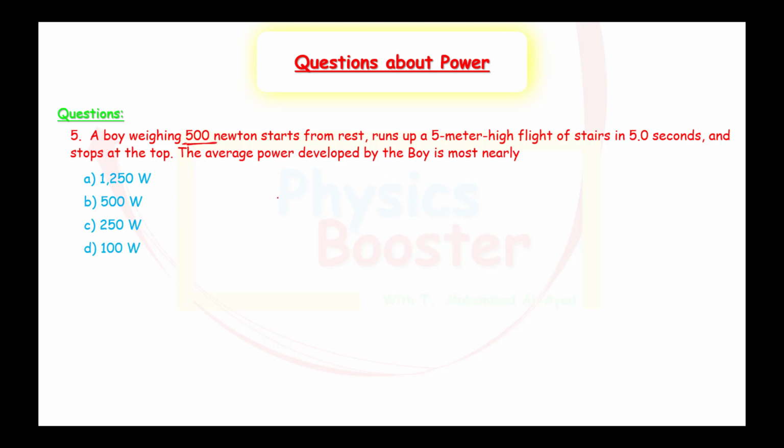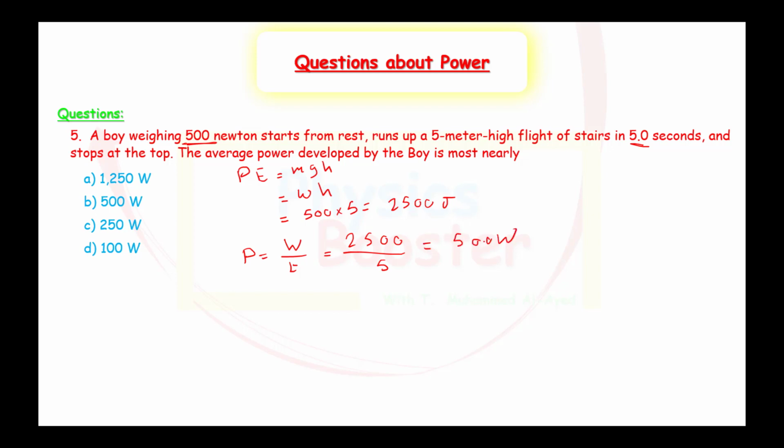We have the weight of the boy, so we can say that the potential energy is equal to mgh, which is the same as weight multiplied by the height, which is equal to 500 multiplied by 5, which is equal to 2,500 joules. So he used 2,500 joules. It took him 5 seconds to do the job. So we can say that the power is the work or the energy divided by time, which is equal to 2,500 divided by 5. And this gives us 500 watts. So it's pretty straightforward. The answer is B.